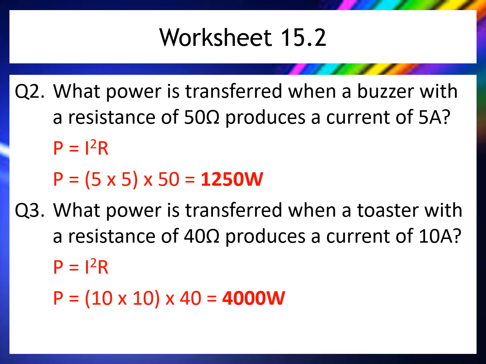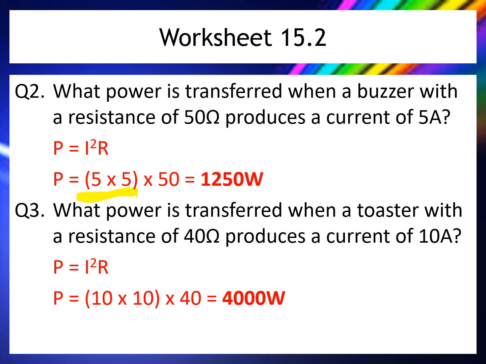So the next two questions are very much the same. Question 2 then, we're asked what power is transferred when a buzzer of 50 ohms produces a current of 5 amps. Again, I've written the equation out and then put the numbers in underneath. So P equals, I here is 5, don't forget to square it, 5 times 5, and then multiply it by 50, which gives us an answer of 1250 watts.